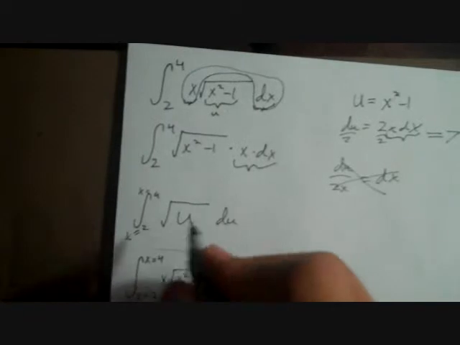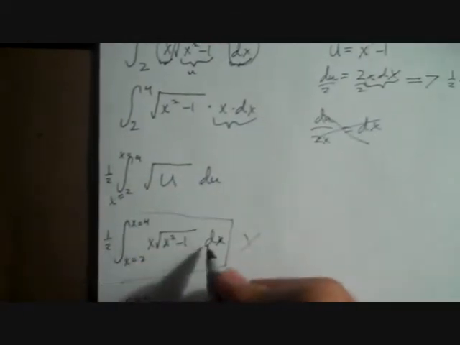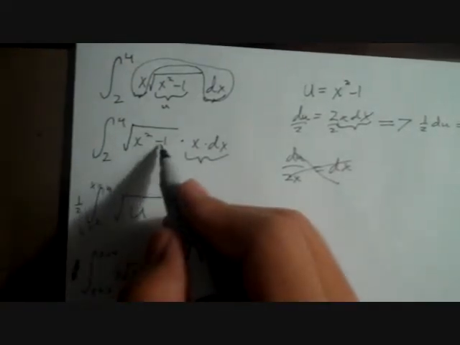And then, wait a minute, this is 1/2 du. So here we have our 1/2 du equals x dx. u to the 1/2, well, that's x squared minus 1, to the 1/2. And now we just have to take care of our limits.